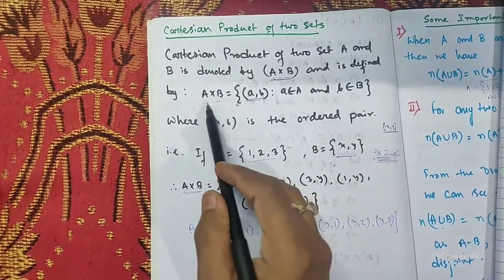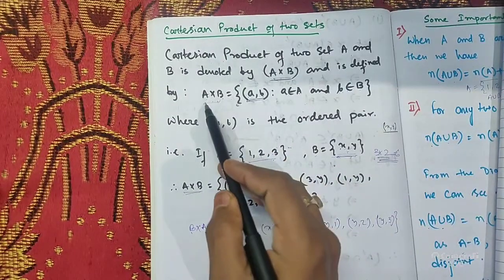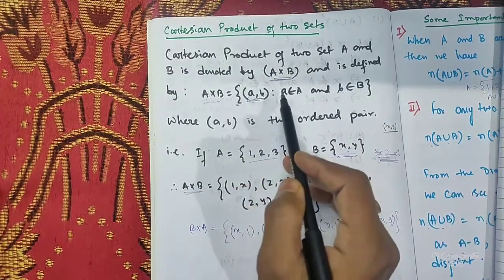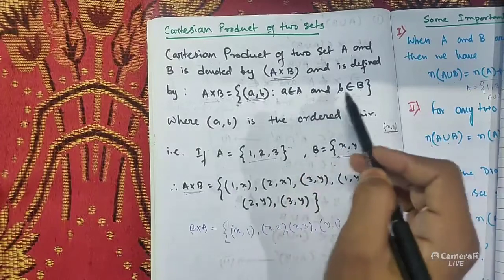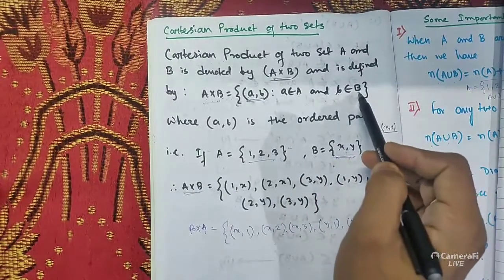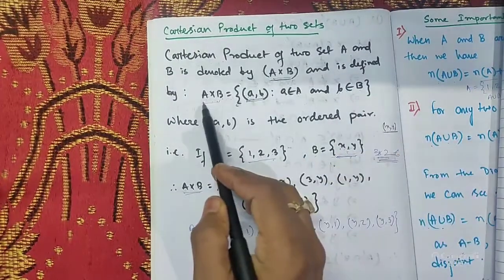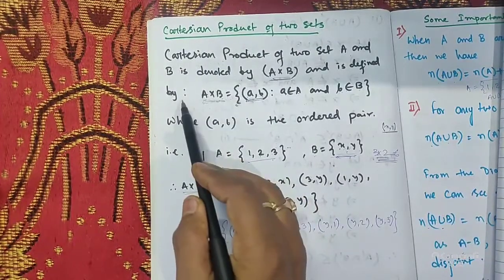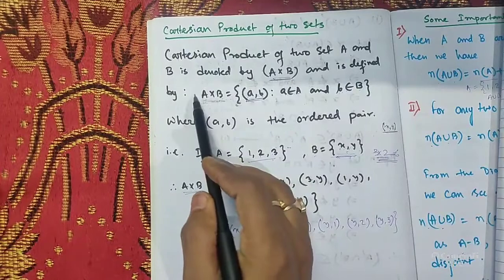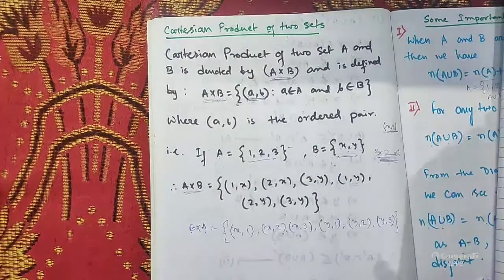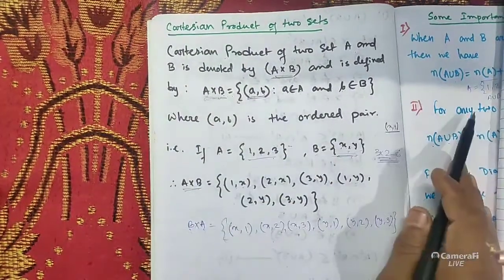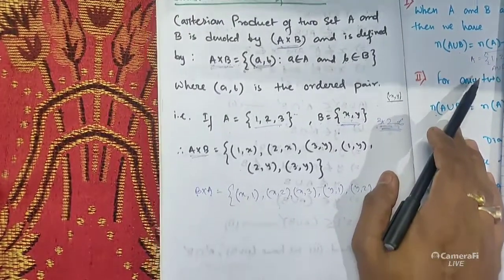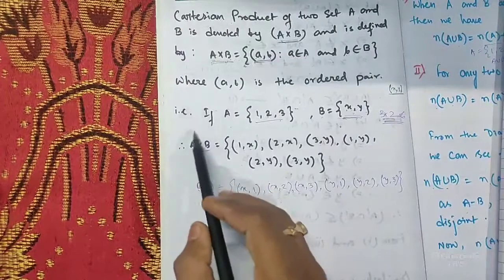Cartesian product between two sets, A cross B equals the ordered pair (a, b) such that small a belongs to capital A and small b belongs to capital B. Here the position of A set and B set is also important. If you change the order, if you find B cross A, then the answer will be different. So it is not commutative. A cross B is not equal to B cross A. It will be clear from this example.